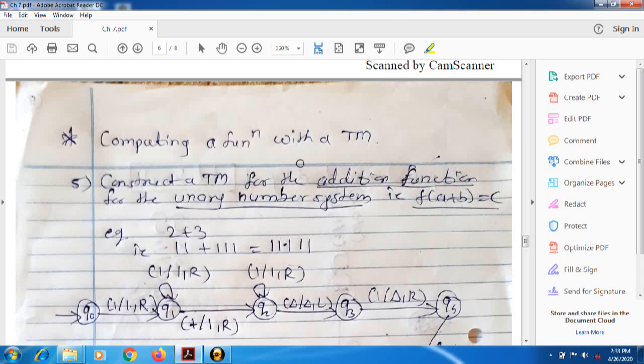Now we will see one example having an addition function in it. You can also call it a unary number system. Means we are making an addition and we are also displaying its answer in the same Turing machine. So you can represent this addition function as f(a, b) = a plus b is equal to c.